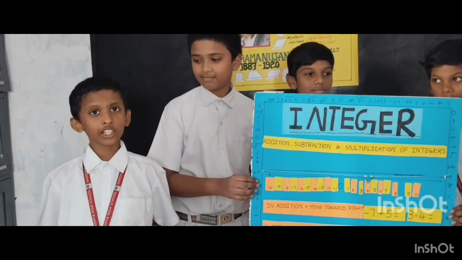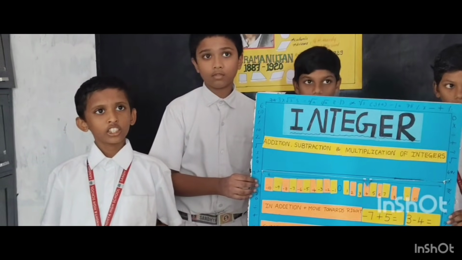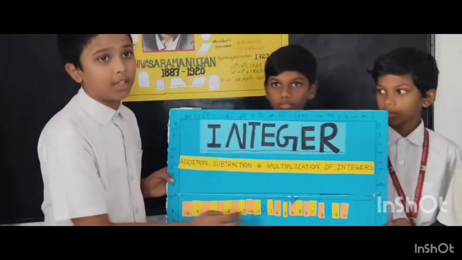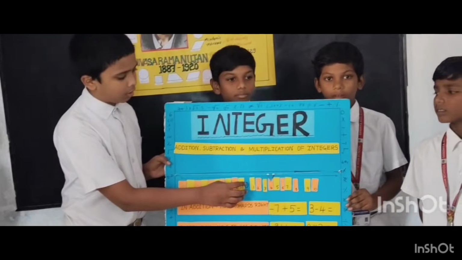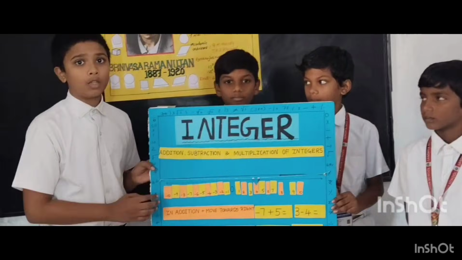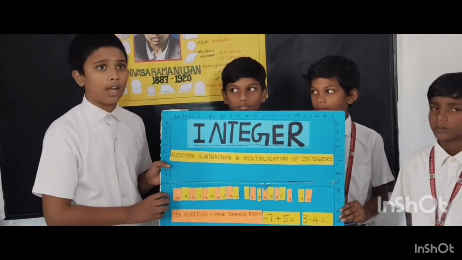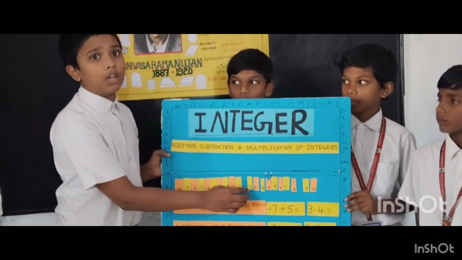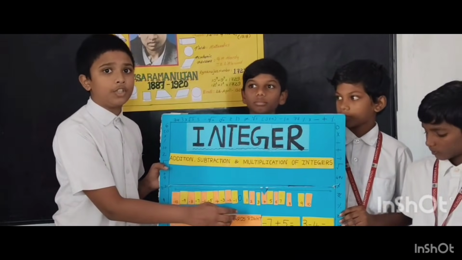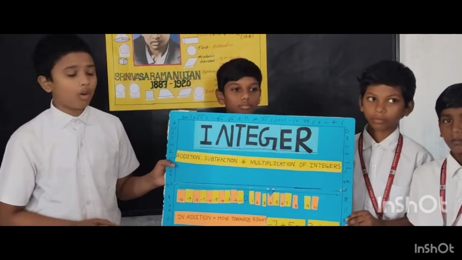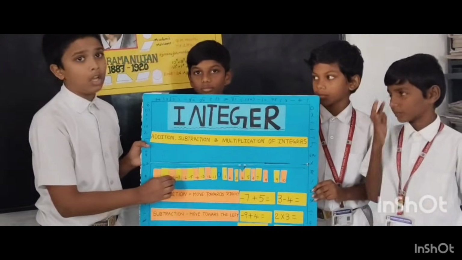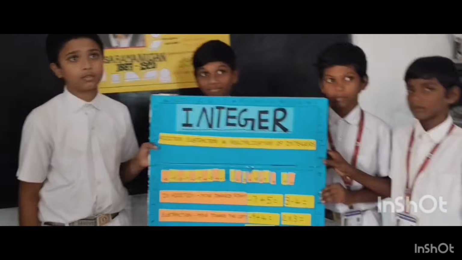Integers are denoted by Z or I. The set of positive numbers and negative numbers along with 0 are called integers. 0, 1, 2, 3 are called non-negative integers, denoted by W, the whole numbers. Minus 10, minus 9, minus 8 are called non-positive integers.